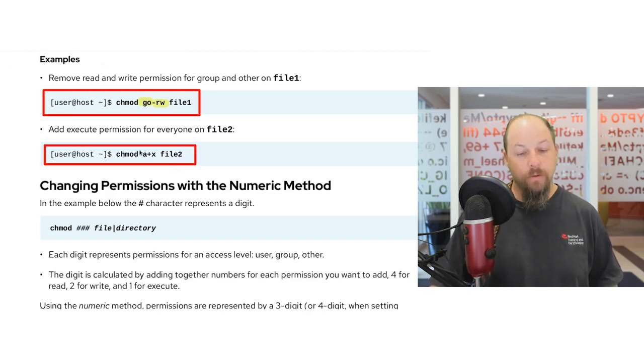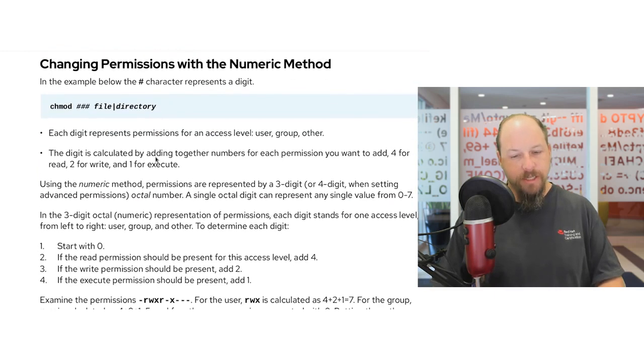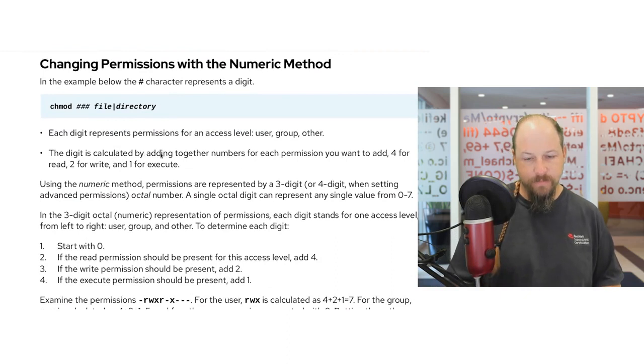In the next example, we're adding execution permissions for everyone on file 2. In this way, we'll use the chmod key A to say for all, group, user, and other. We're going to use the plus symbol for an additional permission, and we're going to add the execute permission to everyone. This means that everyone should have execute privileges for the file specified, file 2. That's the first way that we can manage our permissions, but there's also a numerical way to manage our permissions.